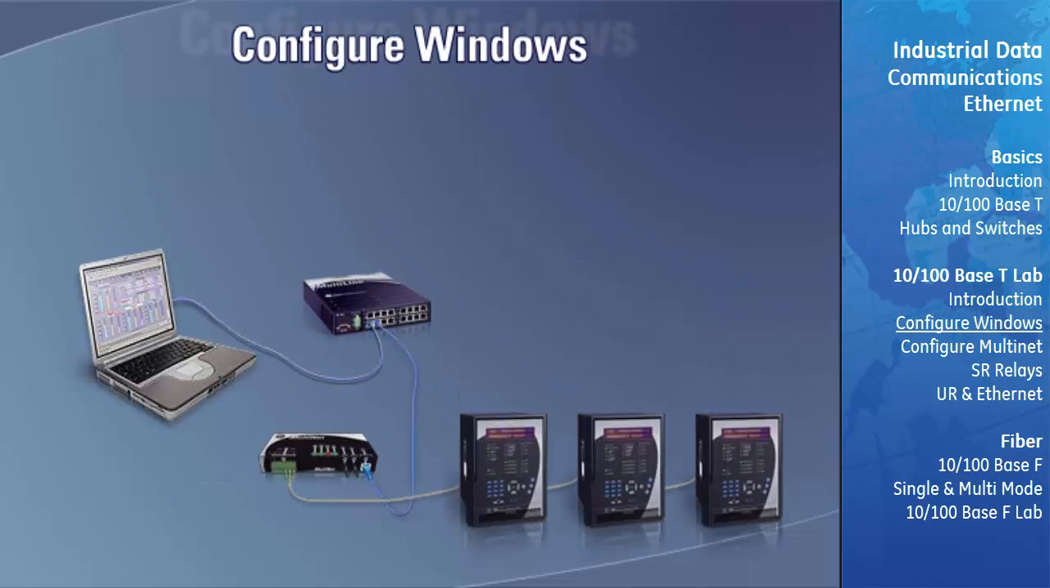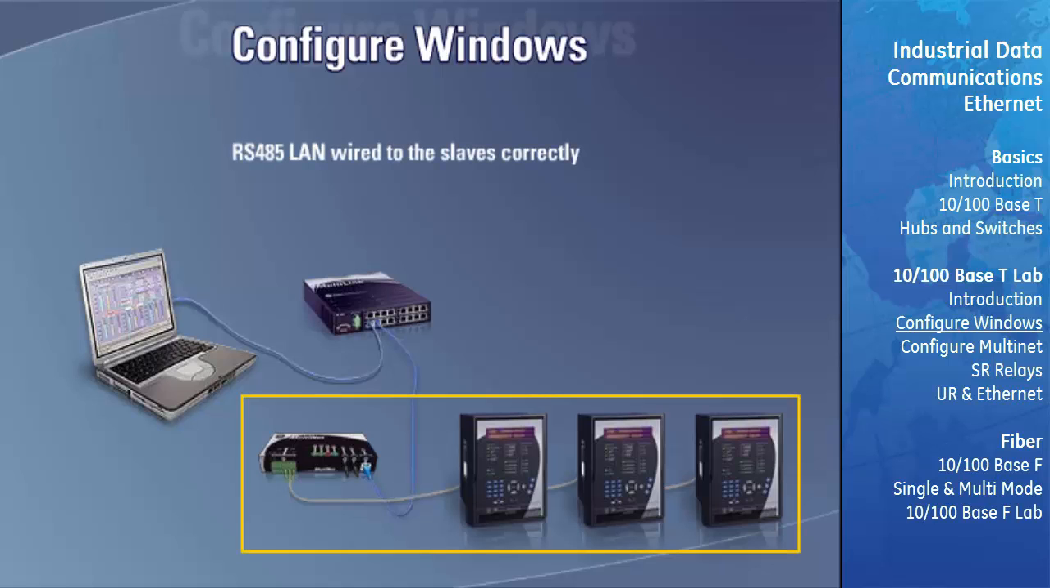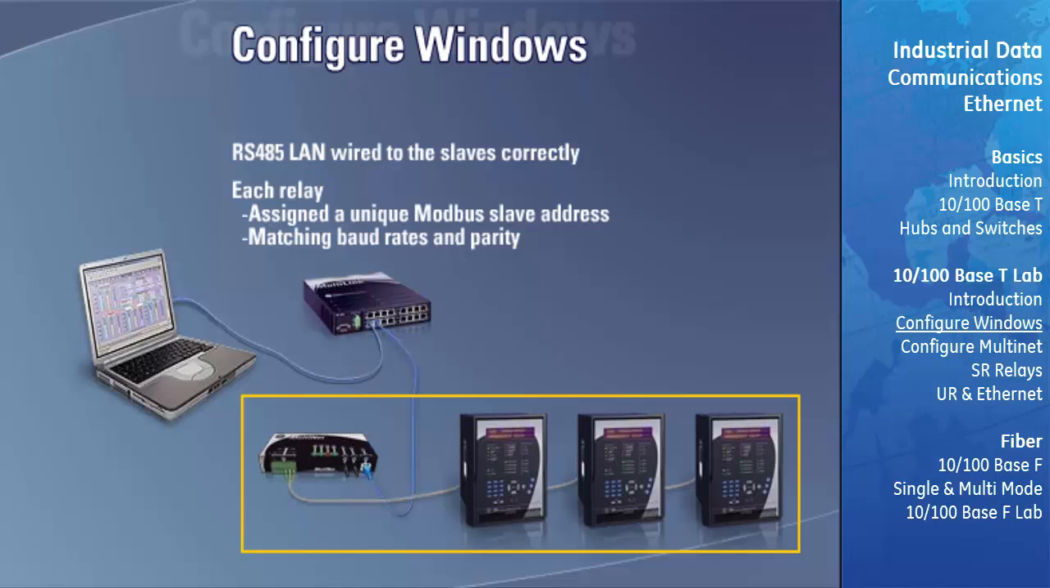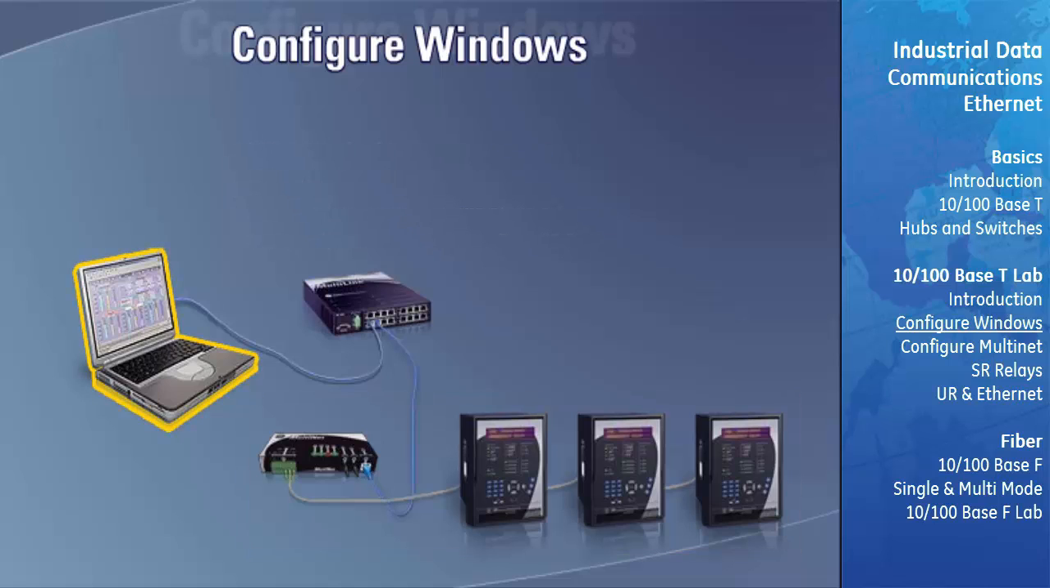We will assume that the RS-485 LAN has been wired to the slaves correctly, and each relay has been assigned a unique Modbus slave address in addition to matching baud rates and parity. We will focus on the configuration of the computer and the MultiNet. Let's start with the computer. The first step is to configure the computer's IP and subnet mask addresses. Without these addresses, a device cannot communicate over an Ethernet LAN.